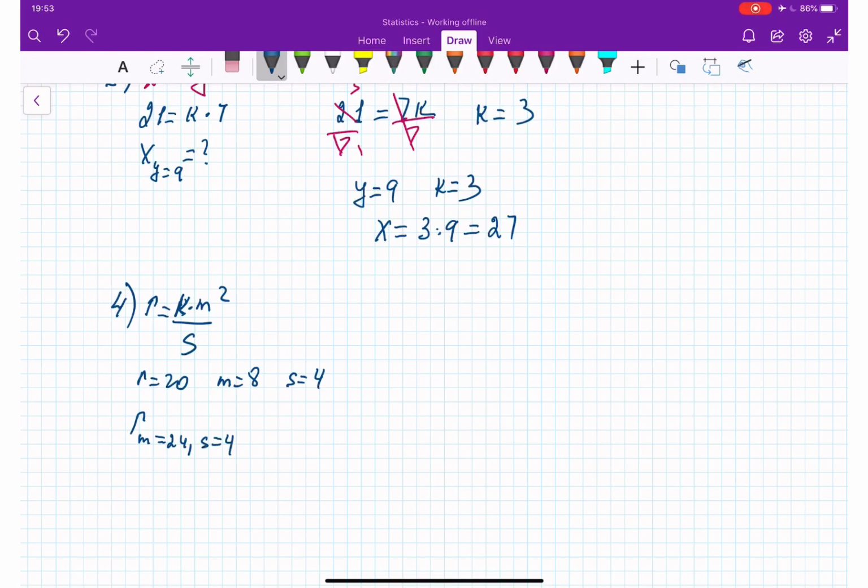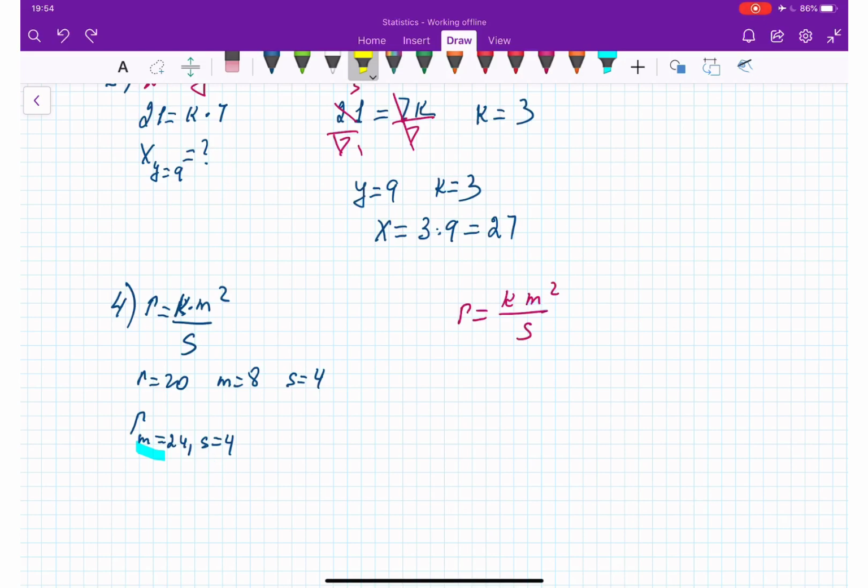Okay, so r is equal to k times m squared over s. We need to find k, because look, we are given m, we are given s. So to find r, we need to find out k, right? That's all we need.